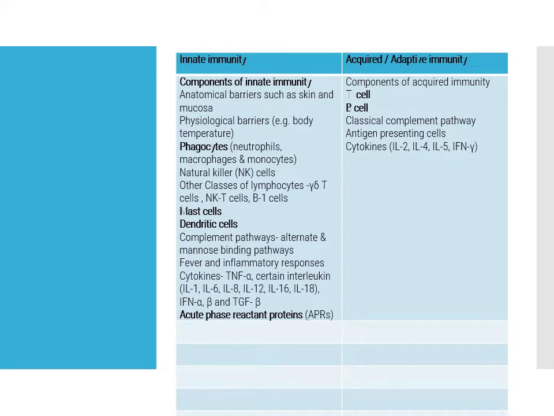So basically, when you want to memorize which cells play a role in innate or acquired immunity: in acquired, you just remember the T cells, the B cells, and the classical complement pathway. In innate immunity, you have the anatomical and physiological barriers. They are all the first role players when they protect your body. The main things to memorize are the phagocytic cells: neutrophils, macrophages, monocytes, and natural killer cells. Natural killer cell is the key point for innate immunity. Also mast cells and dendritic cells.